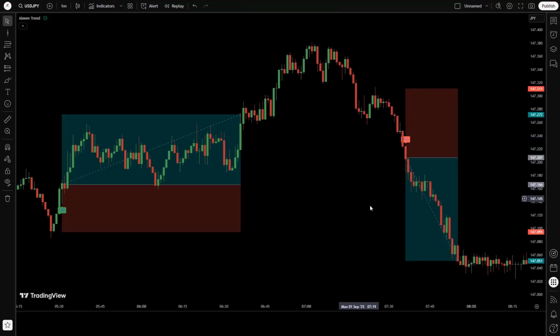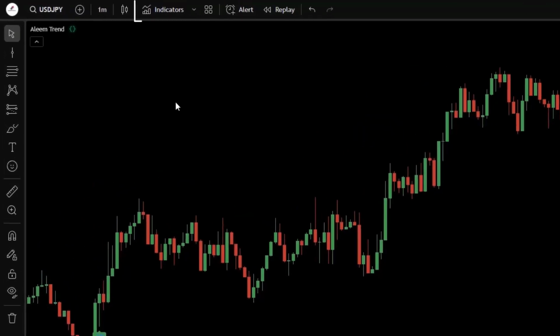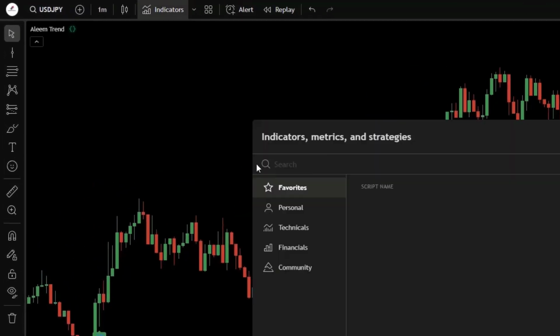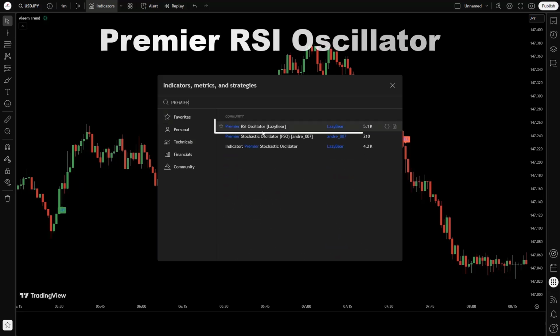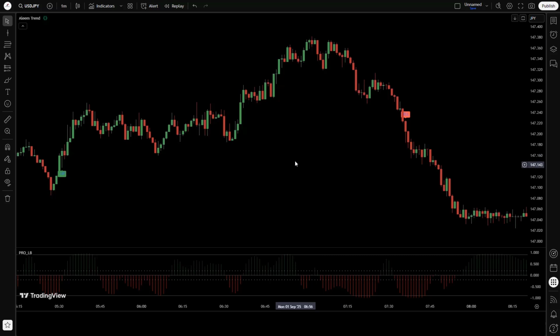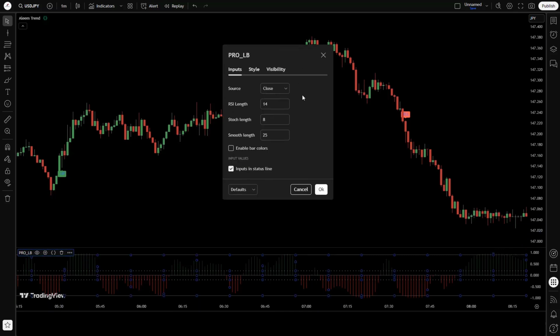Now let's add a second indicator to the chart so that this strategy is more profitable. Let's click on TradingView Indicators. Search here Premier RSI Oscillator. We will add this indicator to the chart. Now click on the setting icon of Premier RSI Oscillator indicator.